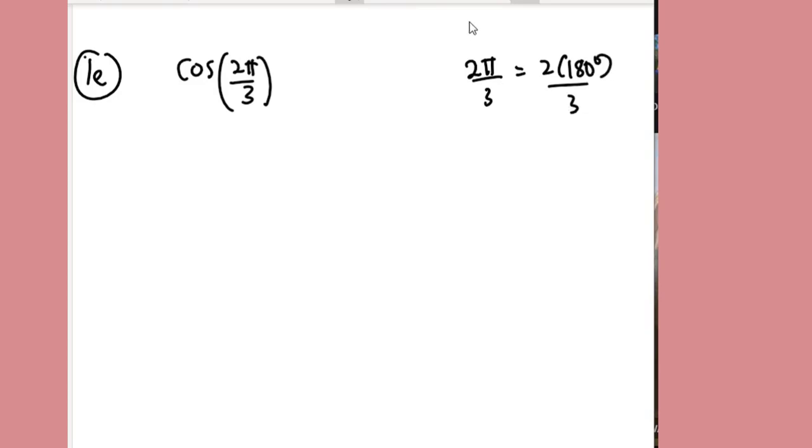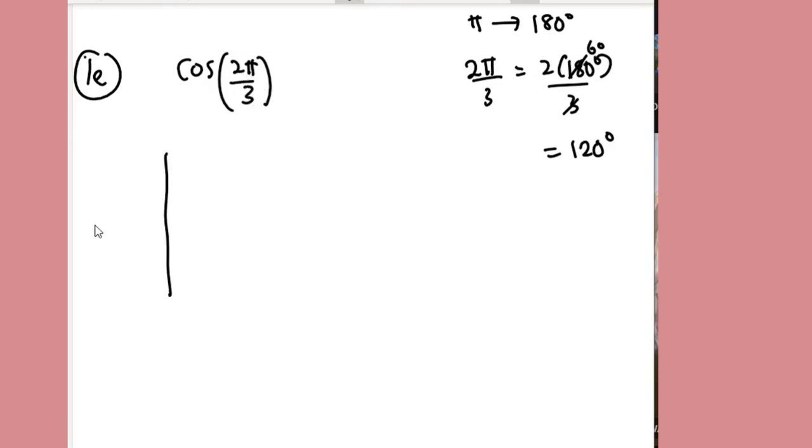For E, cos 2 pi over 3. You can see clearly, because it uses pi, it is in radians. Change to degrees. Why? Because 1 pi is equal to 180. Then cancel, 2 over 3 times 180 is equal to 120. Either you want to use 120 or just use 2 pi over 3.